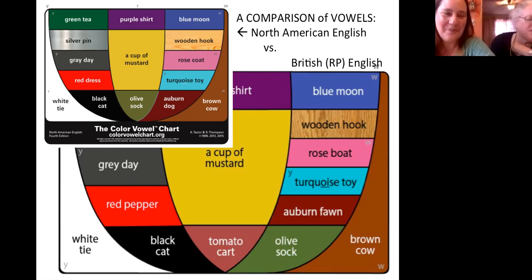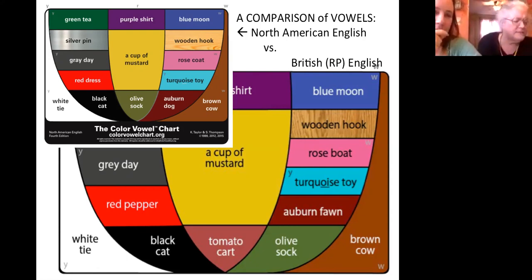So I like his approach better than John Wells's simply because I think it meshes nicely with the Color Vowel Chart. John Wells is a more phonemic system, but the John Wells phonetic sets or phonemic sets is what Longman Pronouncing Dictionary uses and what a lot of other textbooks use.